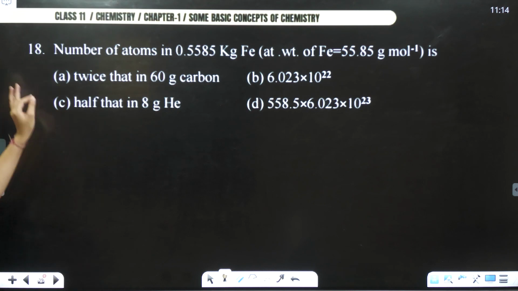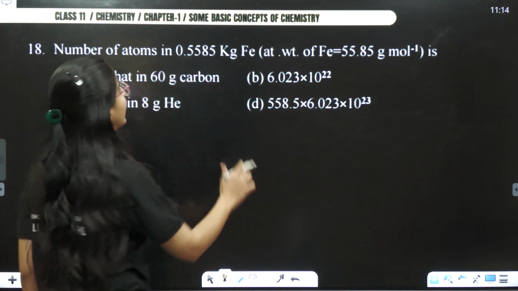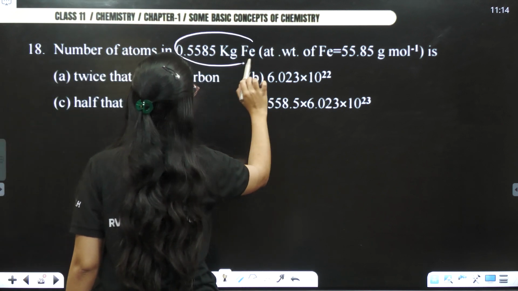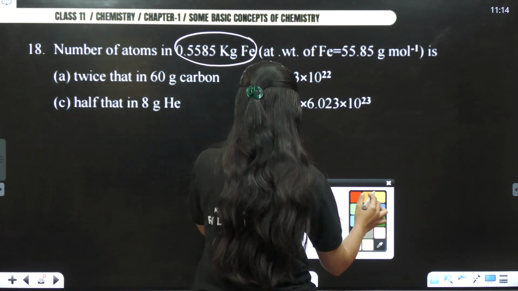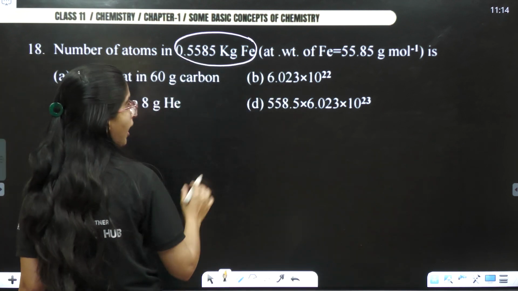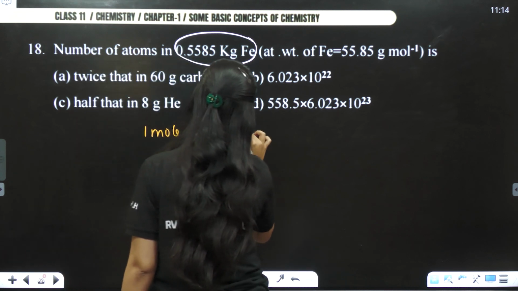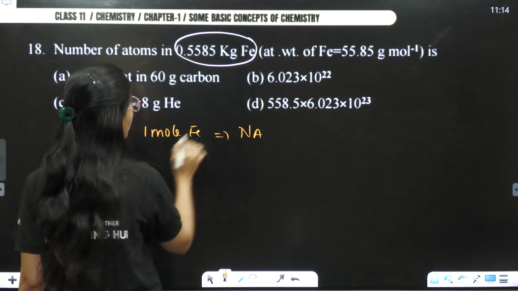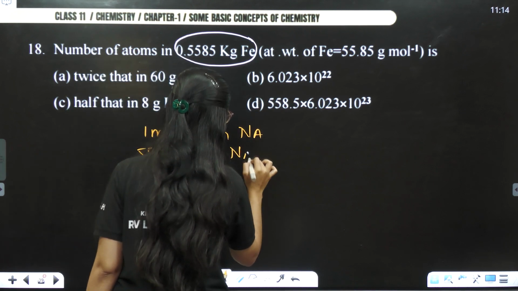Now, the number of atoms in 0.5585 kg of iron is. So the atomic weight of iron is given. Very simple answer. So atomic mass of iron is nothing but 1 mole of iron. Right? So 1 mole of iron will contain Avogadro's number of atoms. Correct? So 1 mole of iron, 55.85 grams, will contain that many atoms.